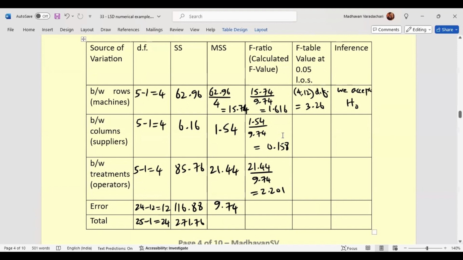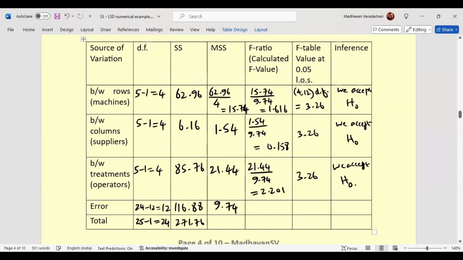Next one, here again, the numerator degrees of freedom is 4 and the denominator is again 12. So again, it is 3.26. Since the calculated value is lesser than the table value, we accept the null hypothesis. Here again, it is 4, 12, so again 3.26. So we accept, 2.201 is lesser than 3.26. So we accept H naught.